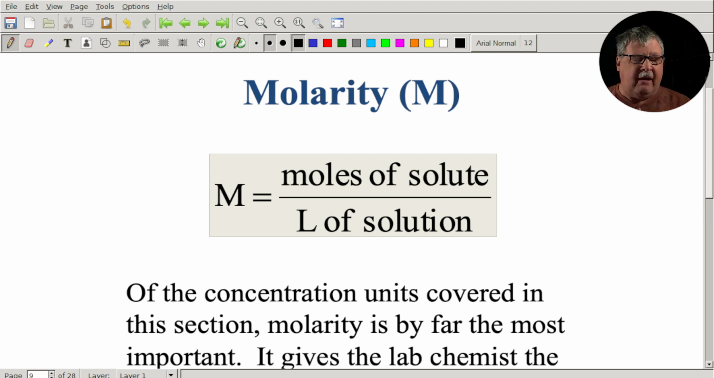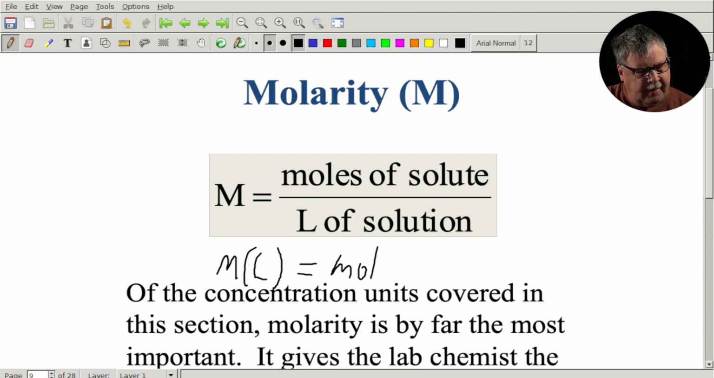You have molarity equals moles of solute per liter of solution. Or another way of thinking about it is if I multiply the molarity of the solution by the volume of solution in liters, that's going to give me the number of moles of solute in that solution. All right, that's one way we could approach this.